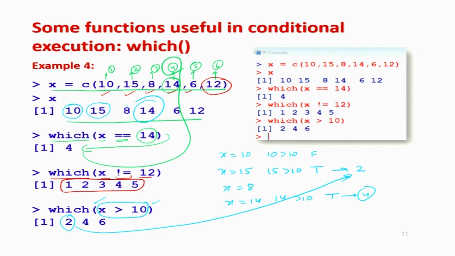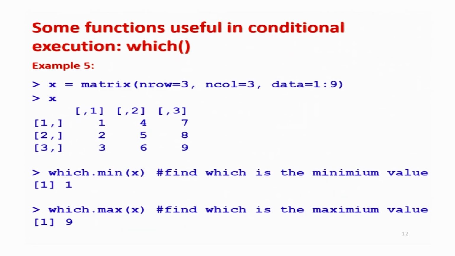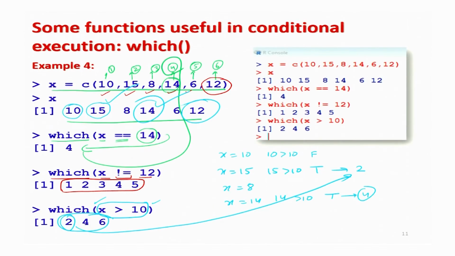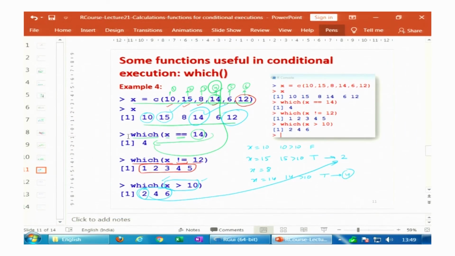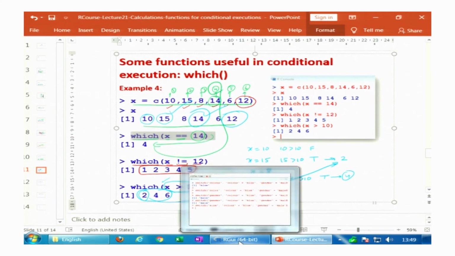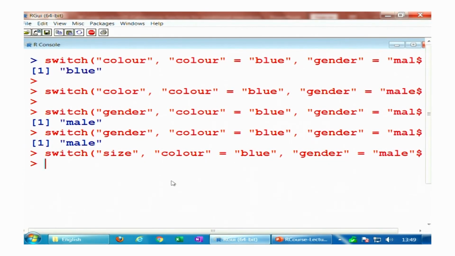Similarly, it will search all the numbers, and you can see here there are 3 numbers which are more than 10: 15, 14 and 12. So, it will give you their locations 2, 4 and 6. So, this is what is happening, right. Before I move further, let me show you this on the R console also, so that you can be more confident.